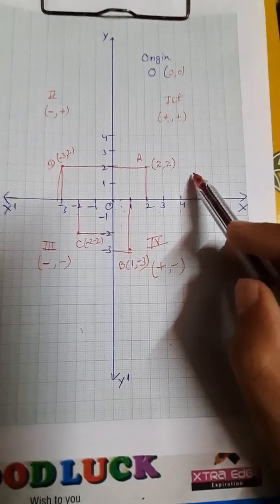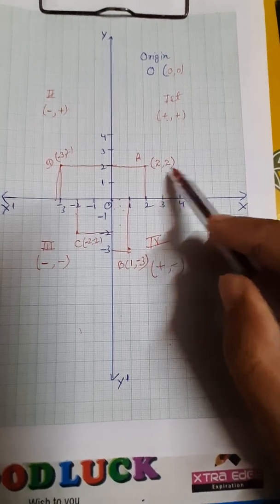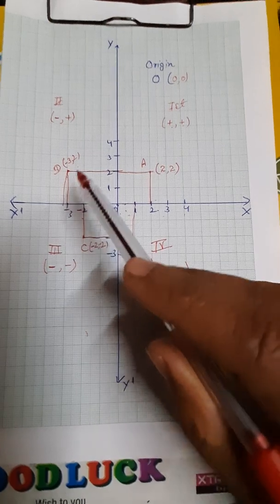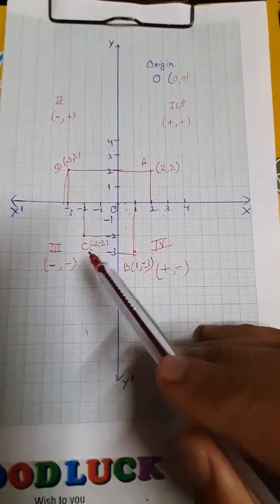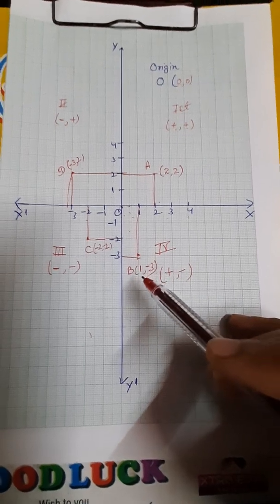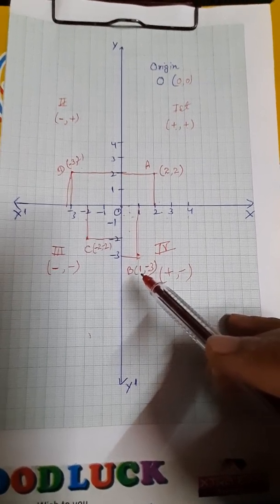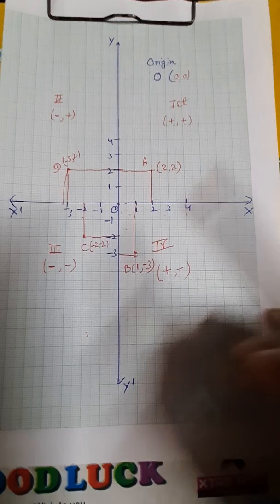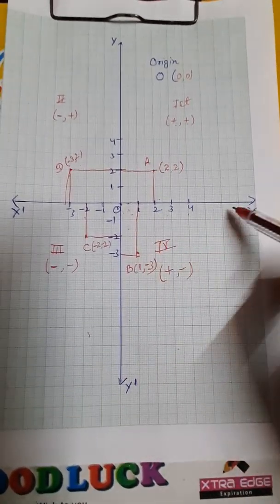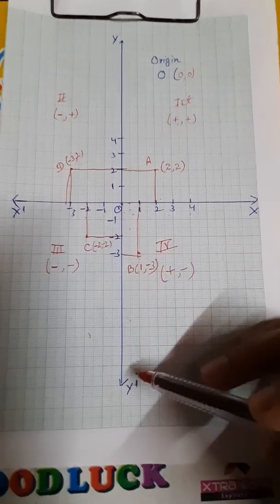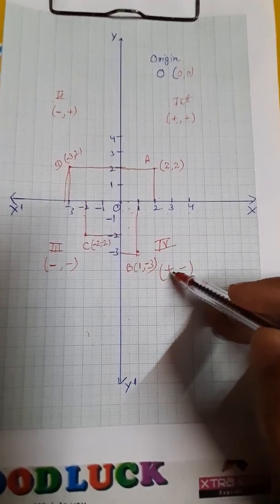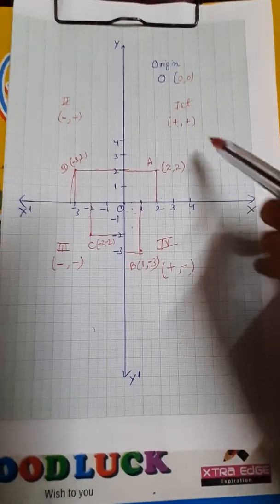So in the first quadrant, both x and y are positive. In the second quadrant, x is negative, y is positive. In the third quadrant, both are negative. And in the fourth quadrant, x is along the positive side and y is along the downside, meaning negative. So x is 1, y is -3, meaning positive, negative.